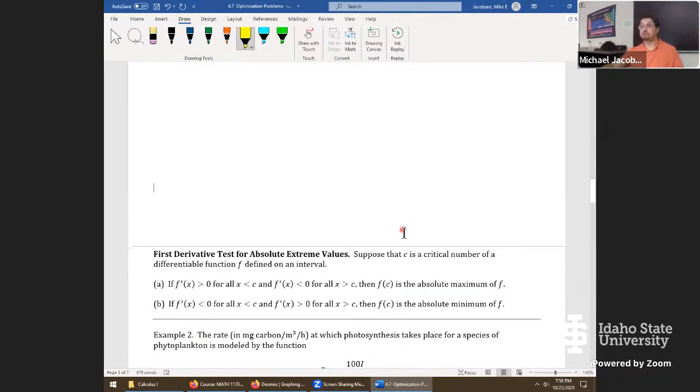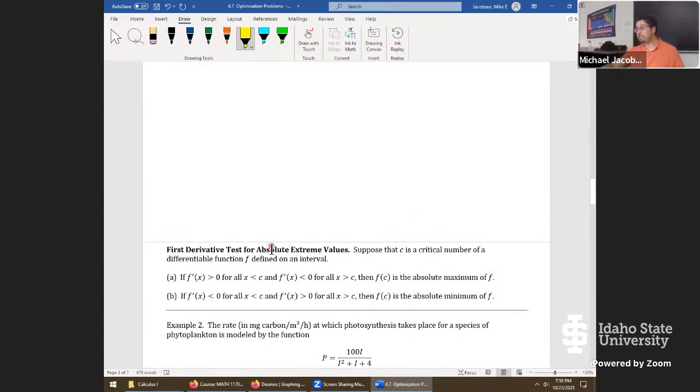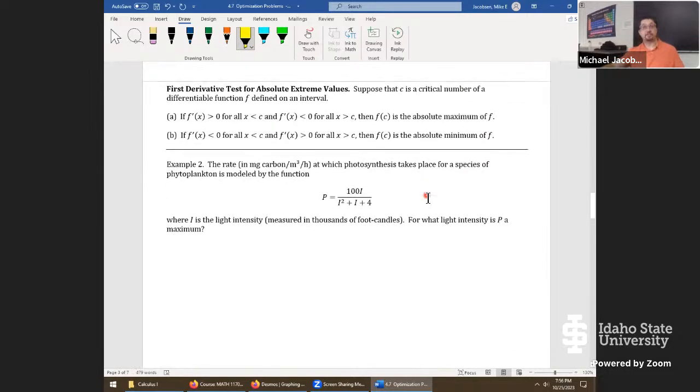Again, these are very, very similar to the original first derivative test. The only difference is this time it's about absolute extreme values. So when using the first derivative test, we have to have a critical number. So we set the derivative equal to 0 and solve it. And here's what makes it fine-tuned for actual extreme values.